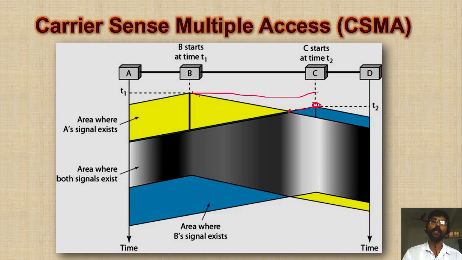This is the line for the frame sent by B, and this is the line for the frame sent by C. Whenever they reach a particular point here, both will collide, and the data will be lost or damaged. So there is a possibility. What is the time duration here? This is the time duration between T1 and T2.